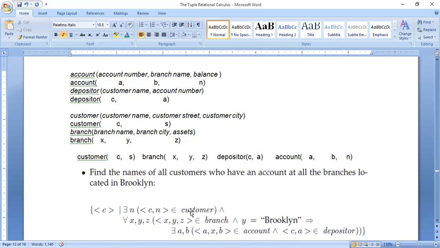Now see how we are writing this query: find the names of all the customers. The name of the customer is C. So this uses the customer relation. This customer relation consists of two attributes, C and N, but here we have some discrepancies. So what we will do is learn about this query.